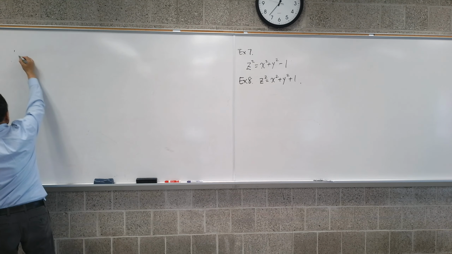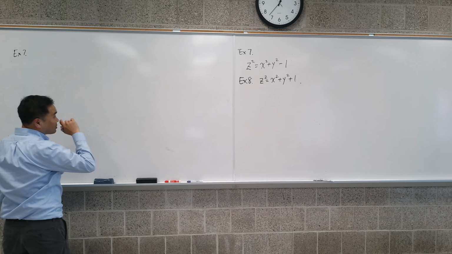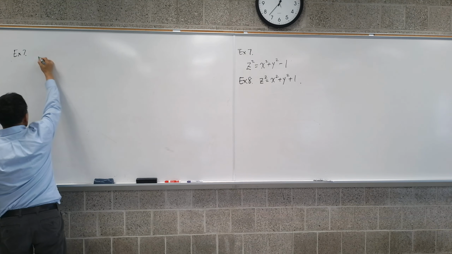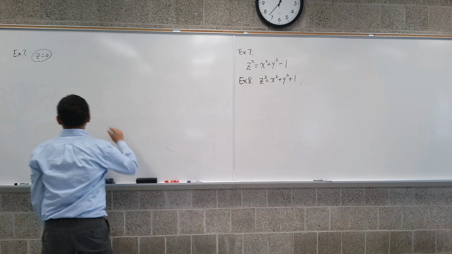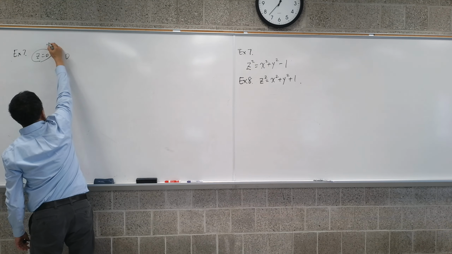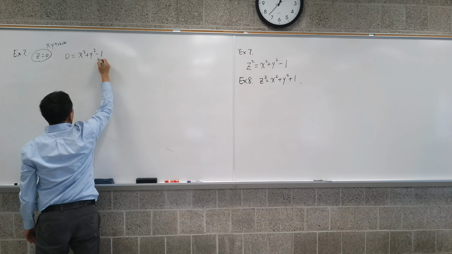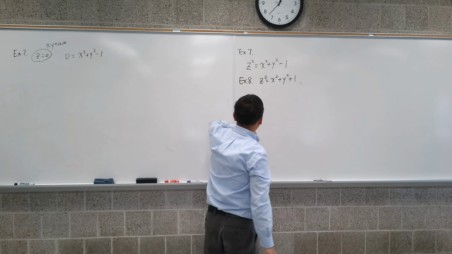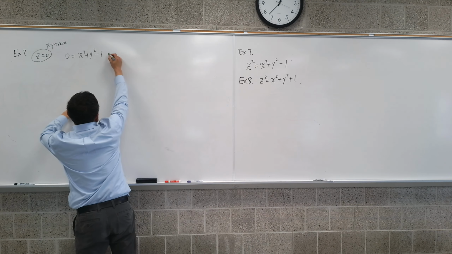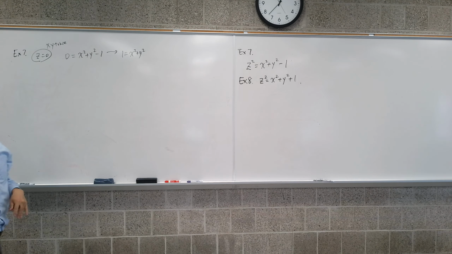Okay, so let's start with example 7. Let's look at the level curves. So if you set z equals to 0, in other words, I'm looking at the z trace, or you can also say this is the xy trace, then all I did was replace z by 0. We're at example 7. And then just add 1 to the other side, and that gives you 1 equals to x squared plus y squared. What's that? Circle of radius 1, right? Okay.